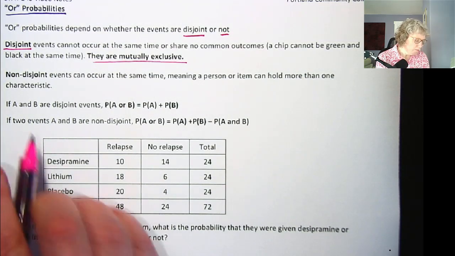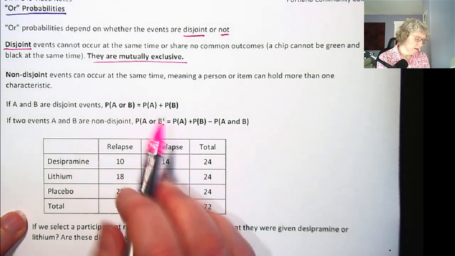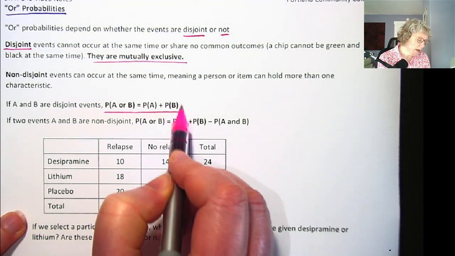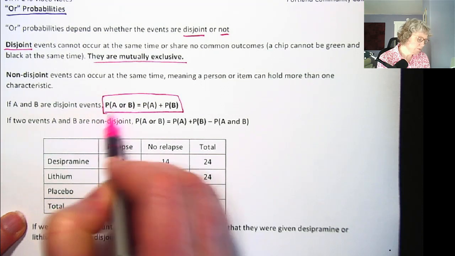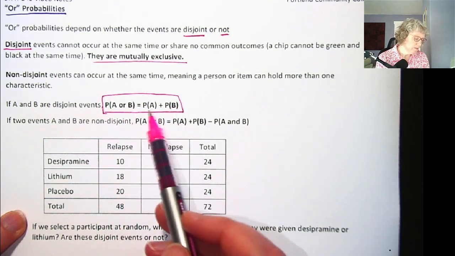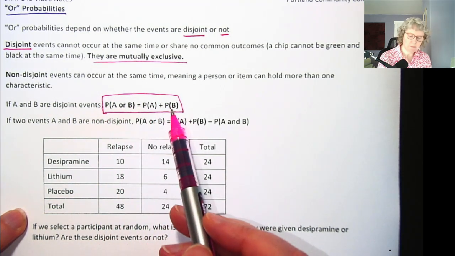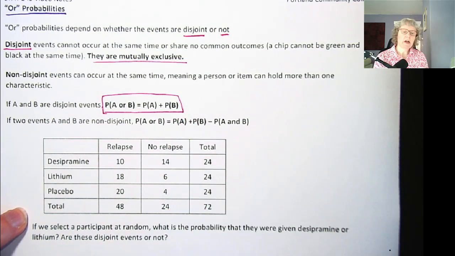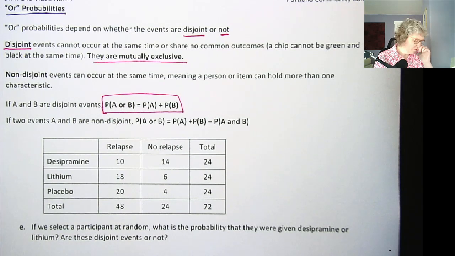Okay, so if A and B are disjoint events, then we can just go ahead and add them together. Probability of A or B is the probability of A plus the probability of B. And we saw that when we were looking at eye color. I forget which eye colors we were adding, but if it was blue and green, we added those two together because we added all the people that had those colors of eyes.